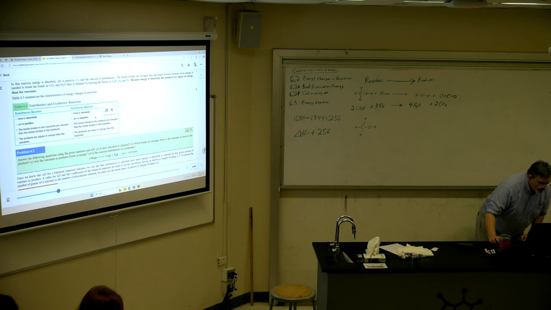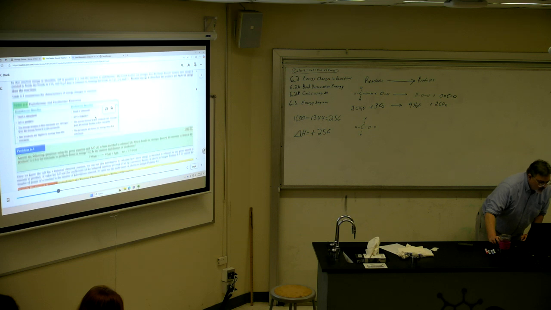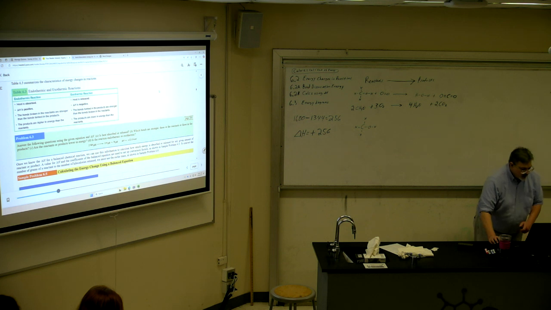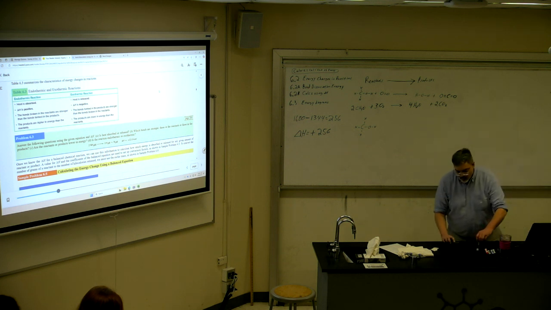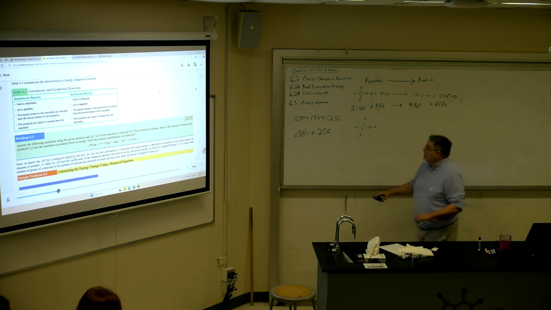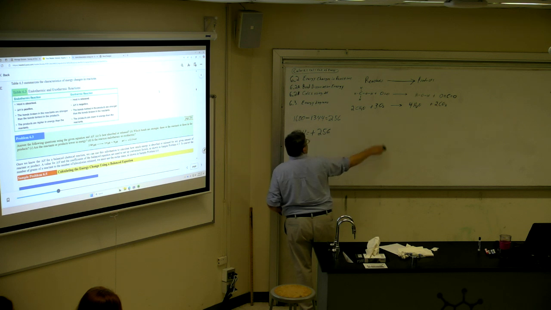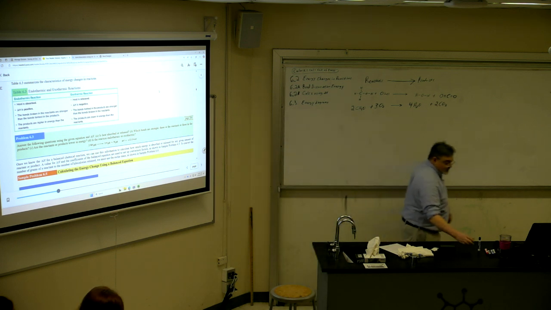Well, let me draw this diagram. I can't stand here and think about it too much. I won't make you do a calculation like I just did, where you have to estimate the delta H. Let me draw these diagrams, maybe they'll come to me, what I did wrong.